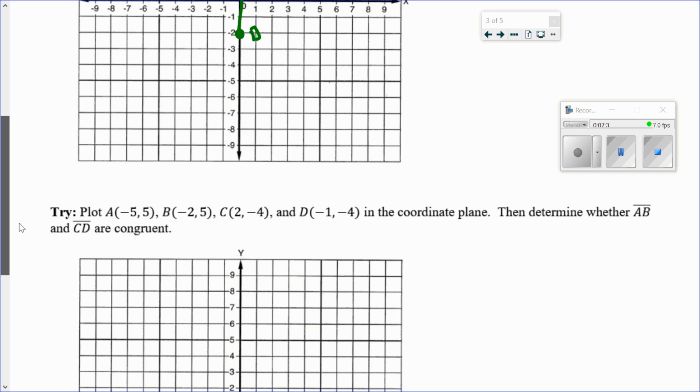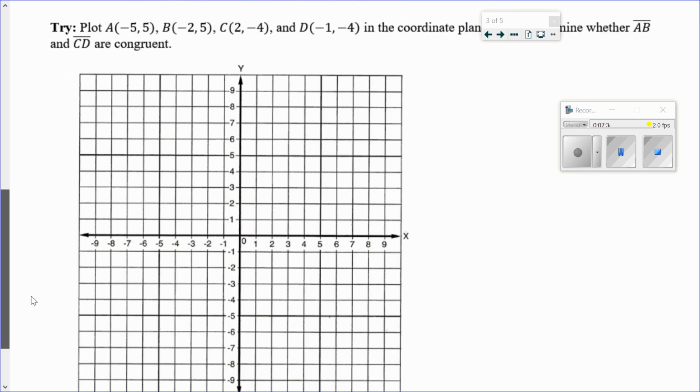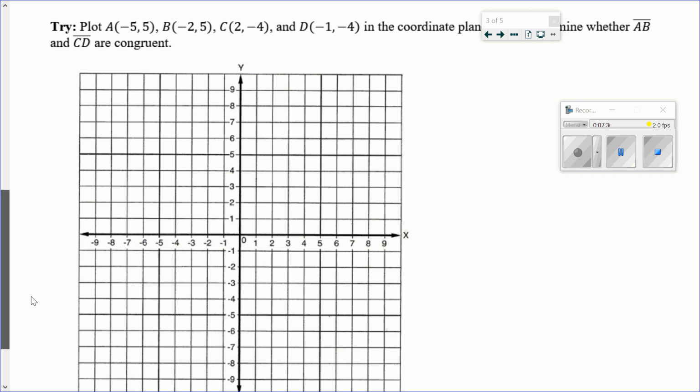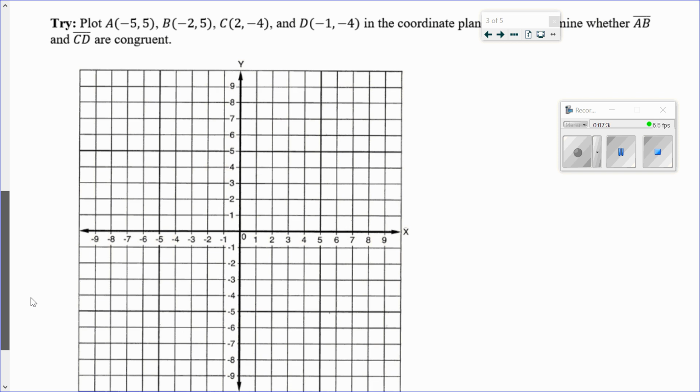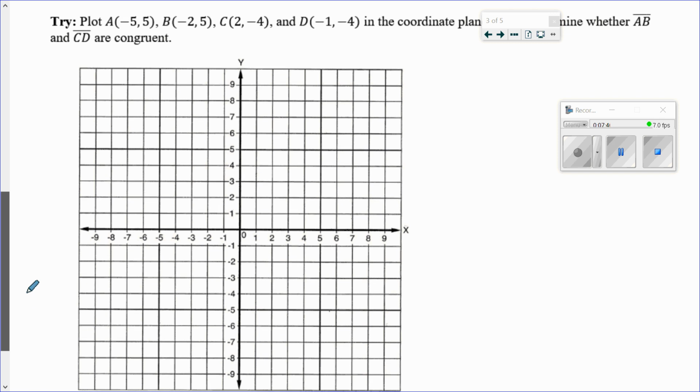Moving down. This is your try problem. Please try this on your own. I'll pause the video and then we'll come back and we'll go over it.